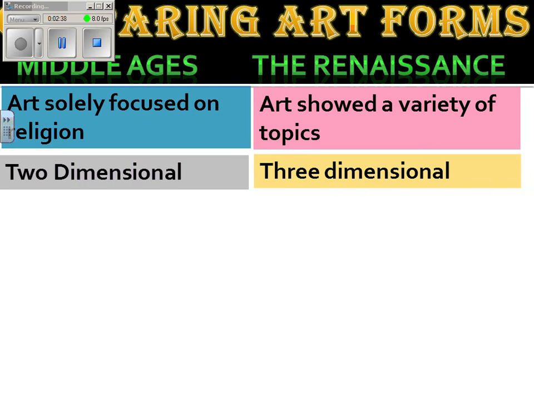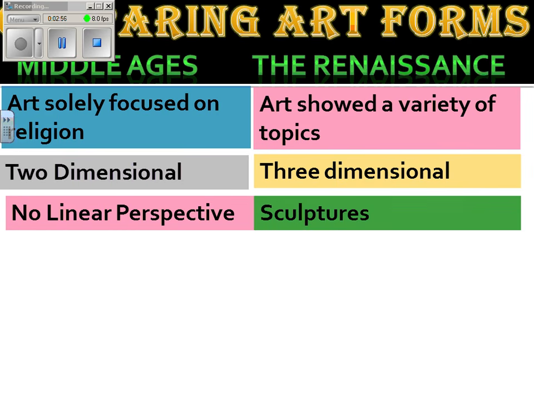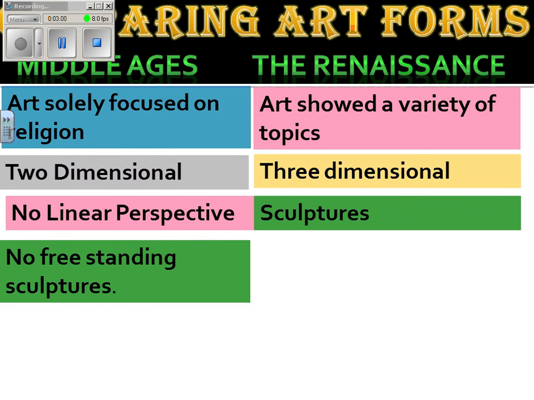But I don't want you to think that, in 1299, art was two-dimensional, and then all of a sudden in 1300, the art was three-dimensional. It was a slow progression. During the Middle Ages, art really didn't have a linear perspective or a focal point. During the Renaissance, there would be a focal point as well as freestanding sculptures. And during the Middle Ages, there were no famous freestanding sculptures.